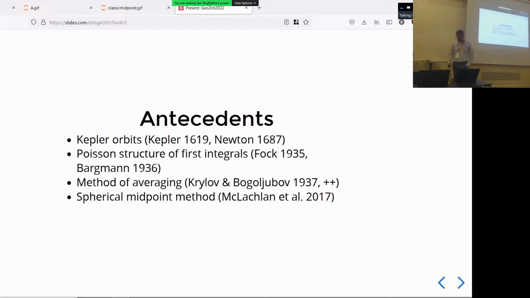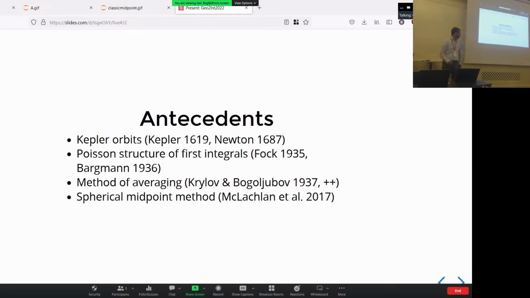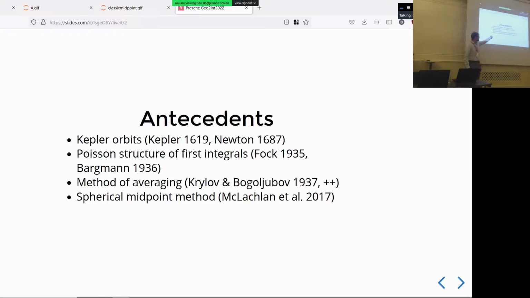The method of averaging mechanics that I'm going to cover is, well, Krylov and Bogolyubov are often credited with it, but there are a lot of other ideas, like Einstein did it already for the orbit of Mercury, and there are a lot of other people who have sort of independently covered this in various ways. And finally, the spherical midpoint method is a geometric integrator for the Poisson manifold that Fock and Bargmann described. So that's how all of this joins together.